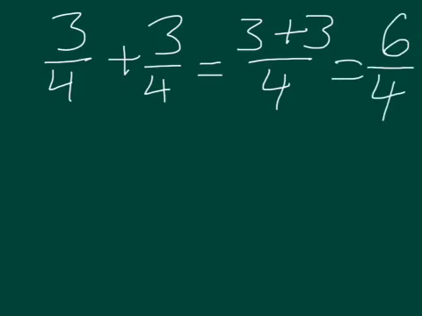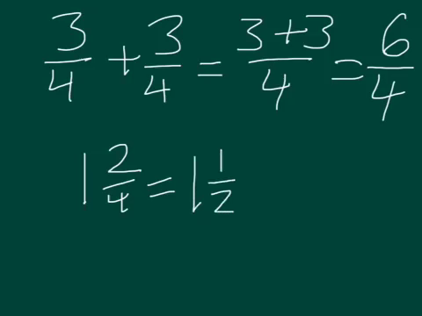Now, we could leave it like that as an improper fraction, or we could actually rename it. How many fourths are in 6? Well, there's 4/4, which equals 1, and we have 2/4 left over. But we also realize that we can actually simplify 2/4 down to 1/2. So it's 1 and 1/2. All three of these things are equal.